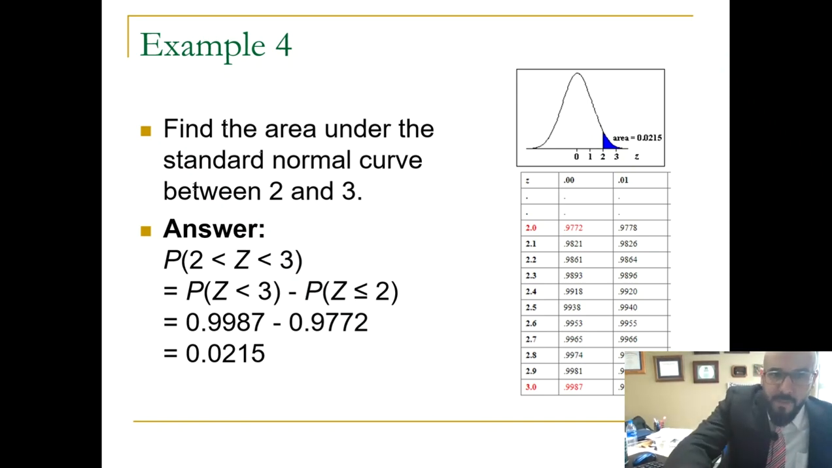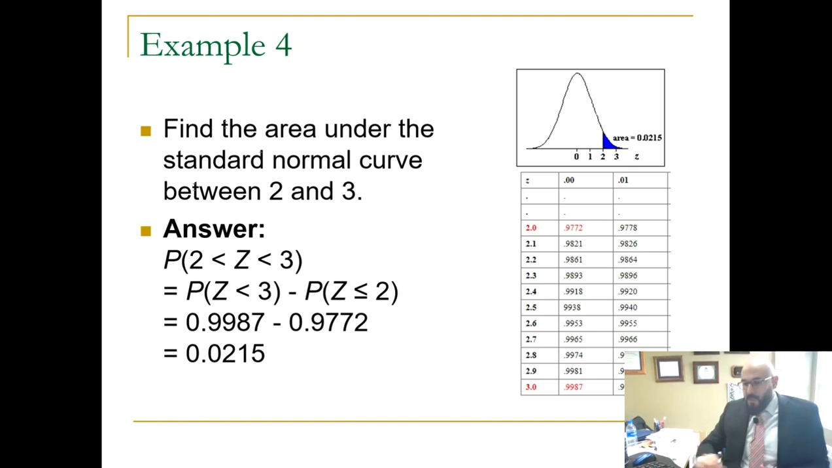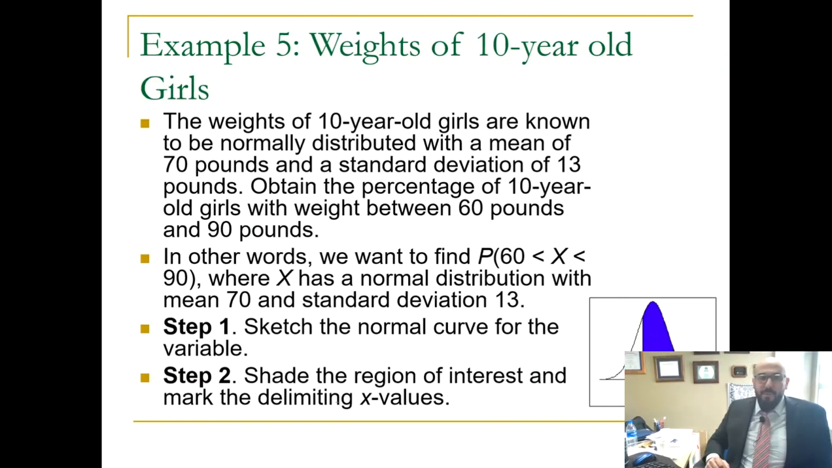So using the normal curve probability table, you find that the probability for 2 would be 0.9772, and the probability for 3 would be 0.9987. So you subtract these both areas from each other to find this small area to be 0.02. Let's have one more example, and then we'll move on with the next topic.